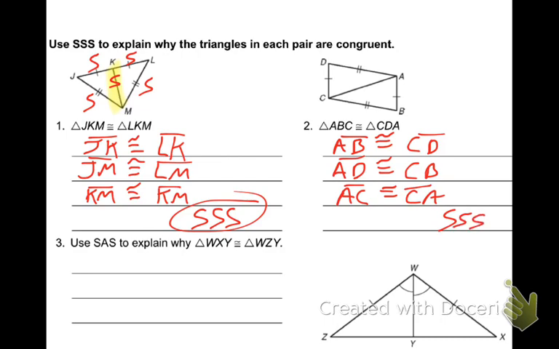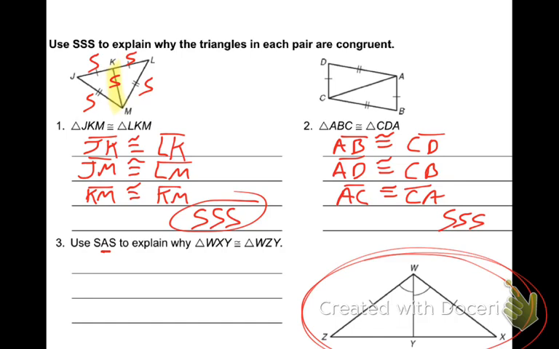All right. 3. It says use SAS to explain why triangle WXY is congruent to triangle WZY. Notice, where is the A between? The A is between my S's. It's between the sides. The angle's got to be between the sides. So give me something I know down there at the bottom. What's something I know, Becca? What do I know? I know some parts down there, right?